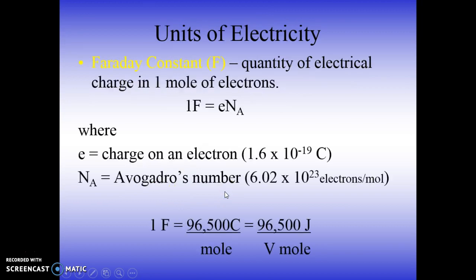A Faraday, again, we hit this once before, but just to reiterate, a Faraday is the quantity of electrical charge in 1 mole of electrons. The charge of an electron is 1.6 times 10 to the negative 19, and Avogadro's number is 6.02 times 10 to the 23rd. So a Faraday is equal to 96,500. I think I gave you a different number before. But 96,500 coulombs per mole, or joules per volt mole. Good gravy.